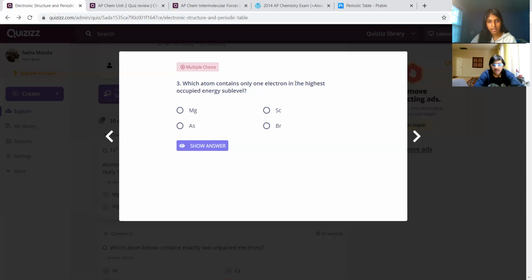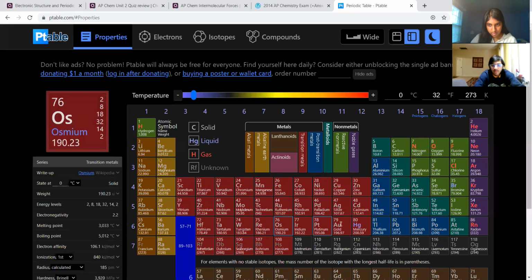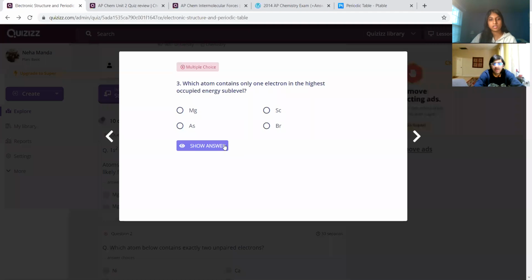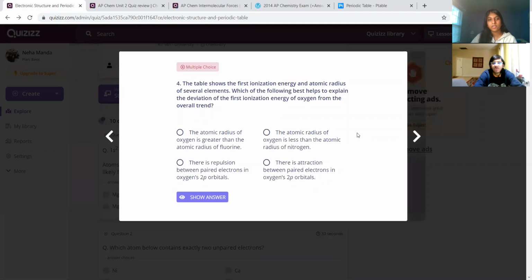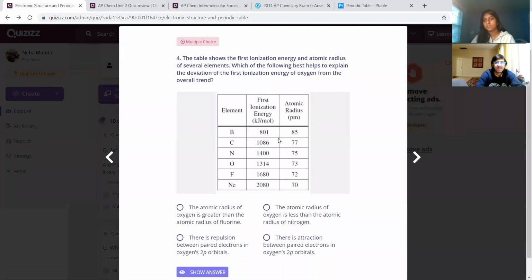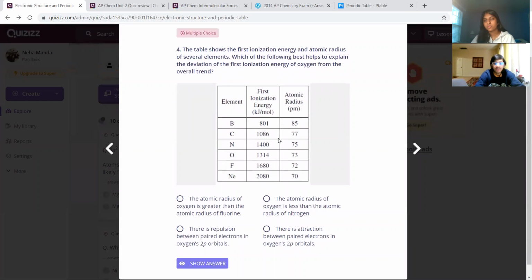And then As, Sc. So As is arsenic. No, it's not that. It might be Sc, and then Br. It's also not Br. So yes, it's Sc. Yeah. It's only 1 in 3D, so it's 3D1. So that would be Sc. Okay. So I think so. Actually, in that case, it wouldn't be valence electrons, because valence electrons are only S and P, right?